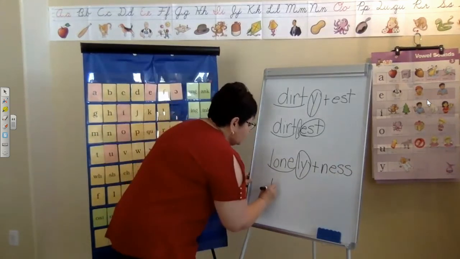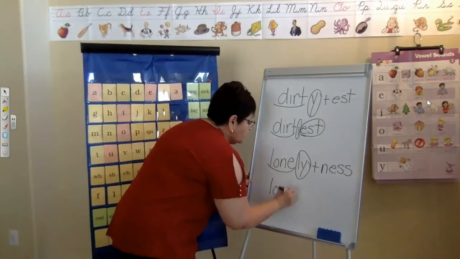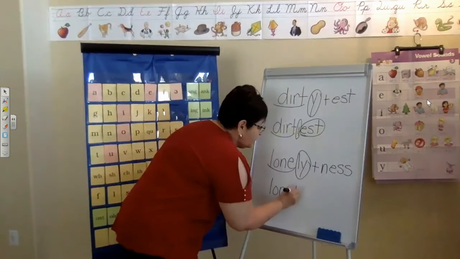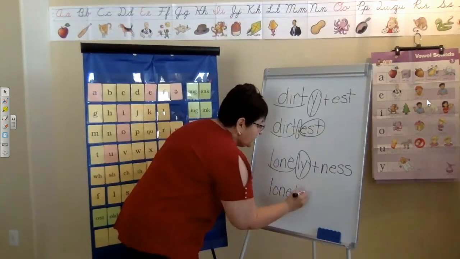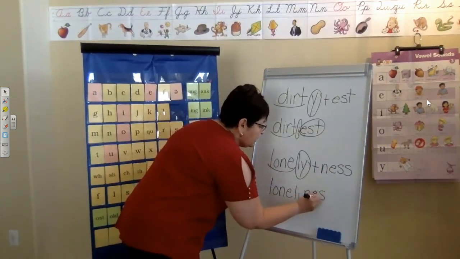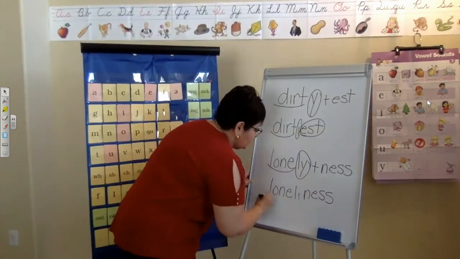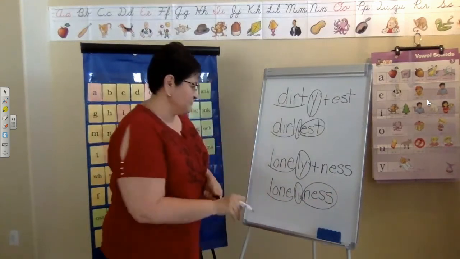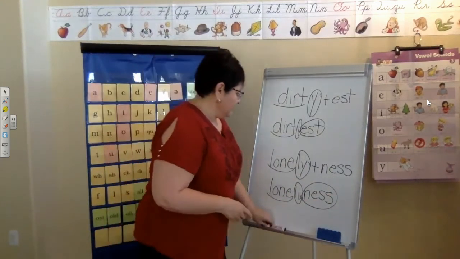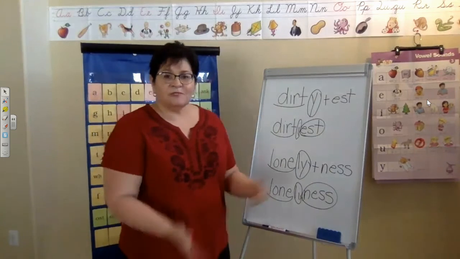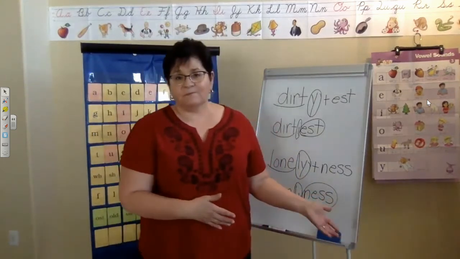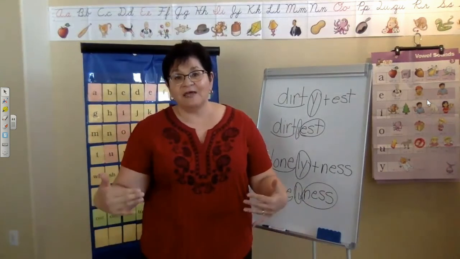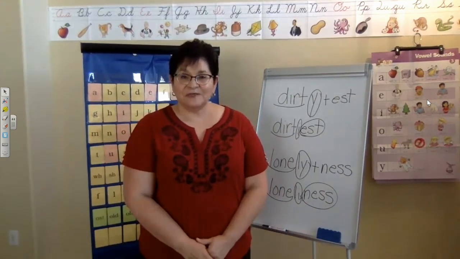So I'm going to get that base, lone. Change, I have L-Y, but I still need to change that Y to I. L-I, add my N-E-S-S. Now scoop it, lone, ness. That looks really cool. So what would the opposite of loneliness be? Well, it would mean that you have a lot of friends. So you wouldn't be by yourself, you would have your companions with you.